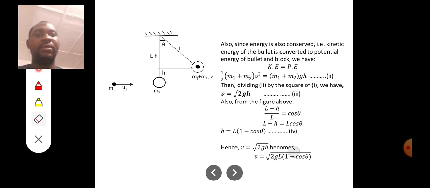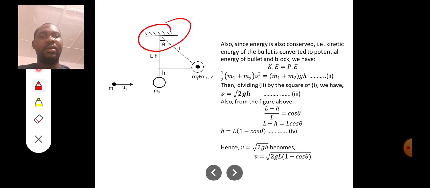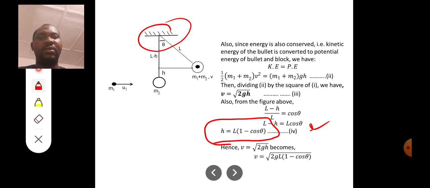Okay, so we now have also from the diagram, if you look at the diagram, you see that (L minus h) over L, which is adjacent over hypotenuse. L minus h is adjacent, L is hypotenuse to theta from the diagram here. Okay, so that means L minus h, if we cross multiply now, is going to give us L cos theta. Making h subject of formula, your h will be L into (1 minus cos theta). So please note that formula.